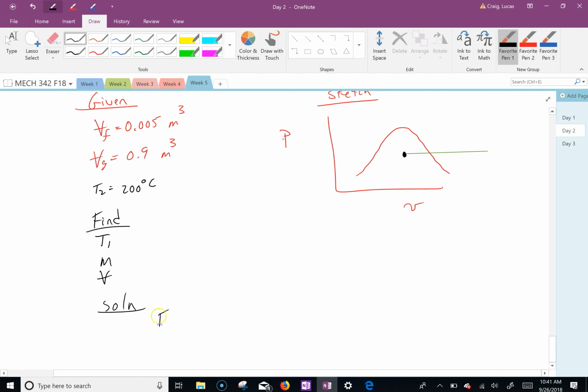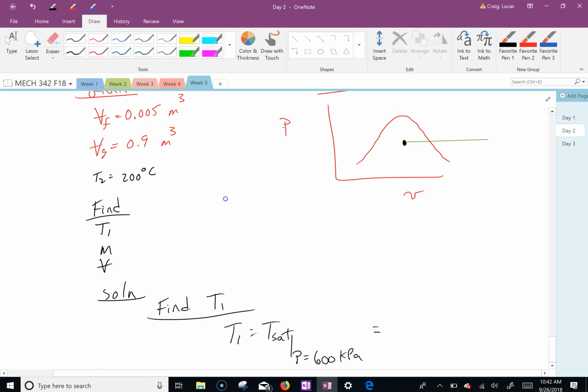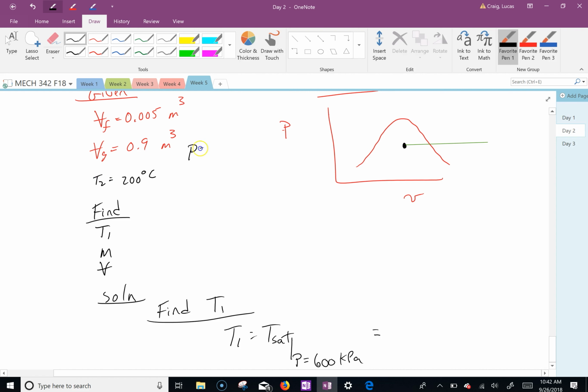Solution. Let's find T1. If we're in the middle, what is your temperature? It's constant, and it's the Tsat. So T1 equals Tsat, and it's at what pressure? 600? Oh, I forgot to write that in the givens, right? So I'll write that in the givens. So I broke a rule. I'm just going to put it right here.